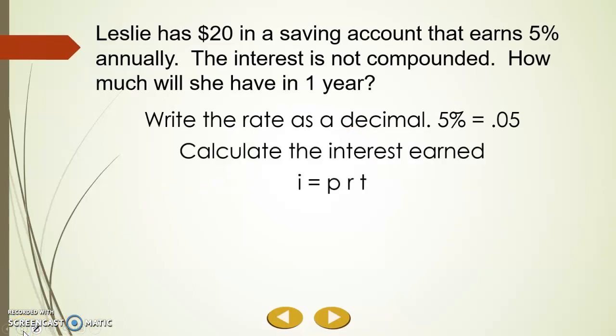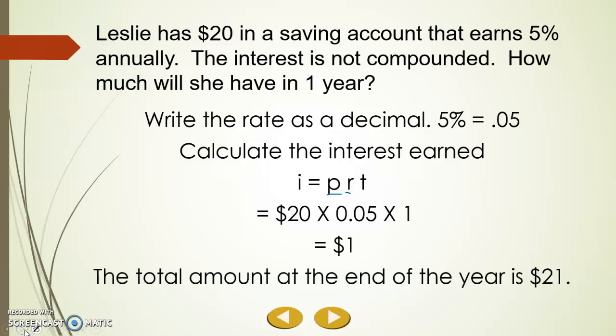Using this formula, I equals PRT, what do we know? We know the principal, $20. And we know the rate, not the interest, which is 5%. And we know the time, which is going to be 1 year. We're trying to find out how much interest she's earning, how much money she's making. When we plug in all those numbers, 20 times 0.05 times 1, we find out that they paid her $1 that year. So how much money did she have at the end of the year?